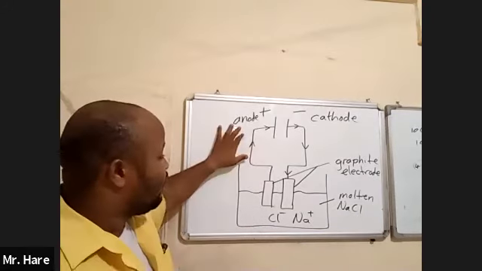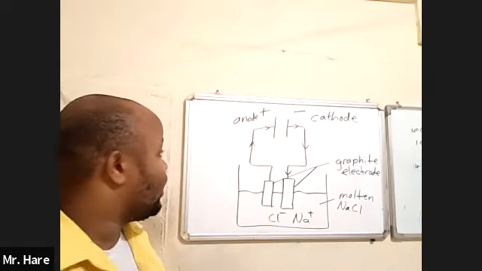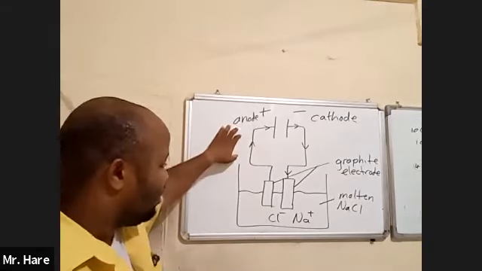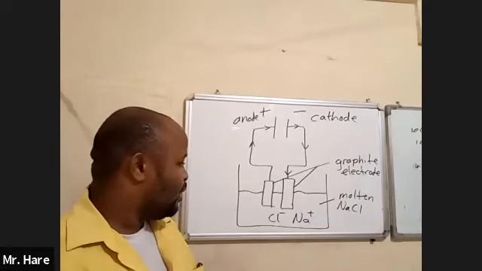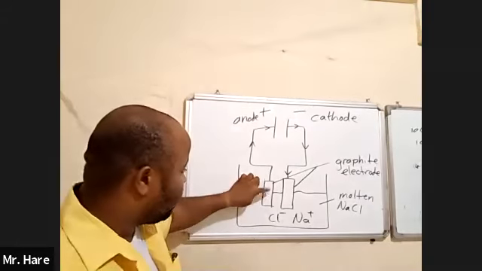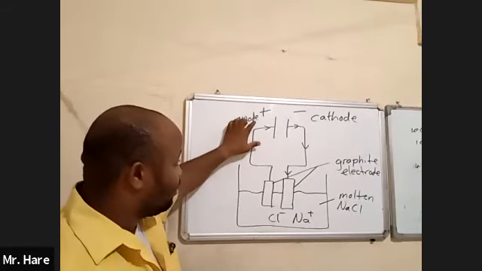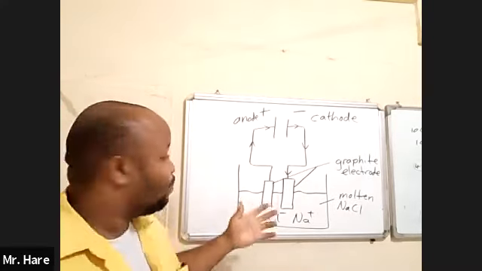So over here we have the anode, over here we have the cathode. A reaction is going to be taking place at the anode. A reaction is going to be taking place at the cathode. Why does the reaction occur? So remember, electrons will be leaving the anode. That means the electrons are going to be used up.